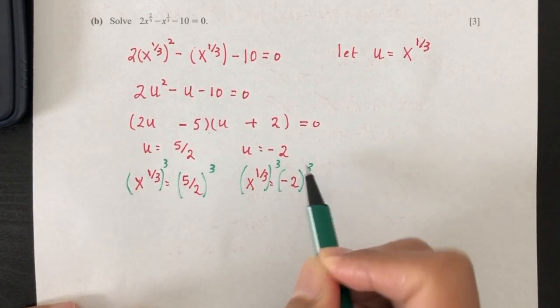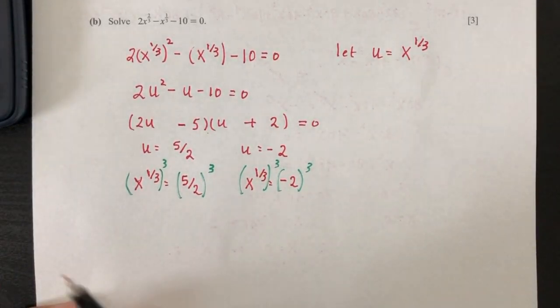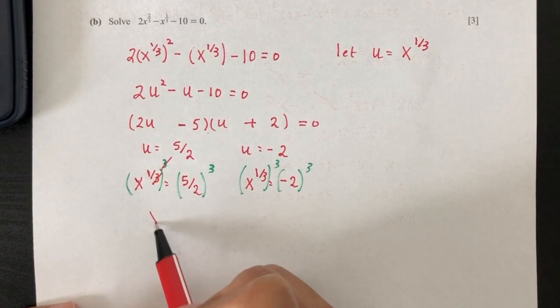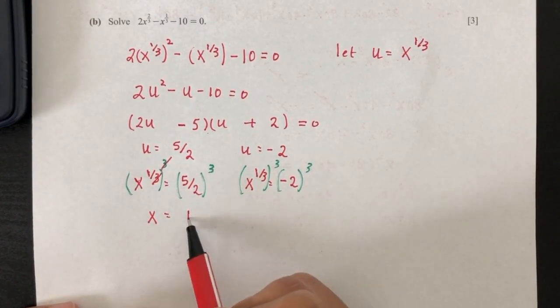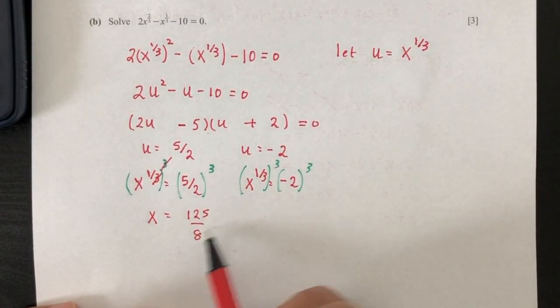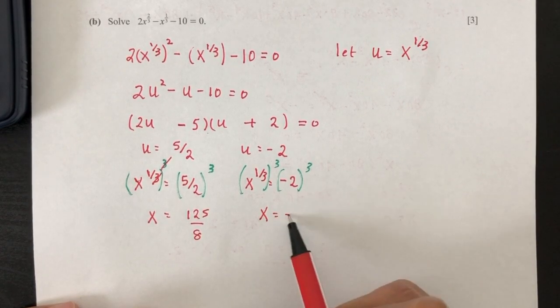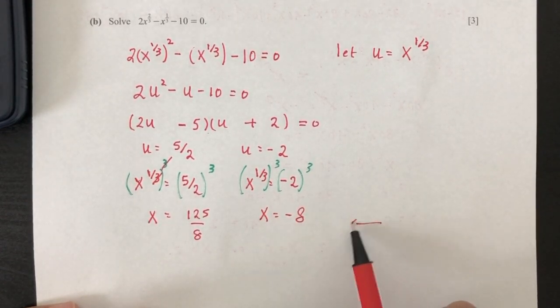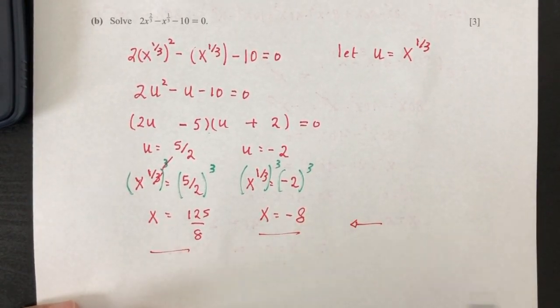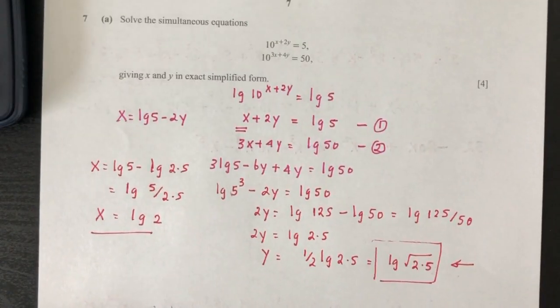So this one will go away. So x will be 5 cubed, which is 125, divided by 8, and this one will be minus 8. So these are the two values for x. And this is question number 7.